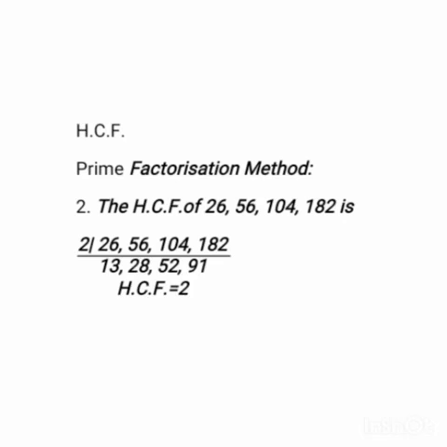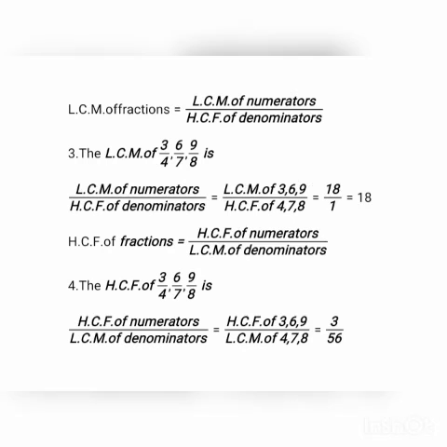Now we will find the HCF of the same numbers in prime factorization method. To find the HCF, we will take those factors which are common in all the terms and then multiply the factors only to find the HCF. Now we will introduce two formulas. The first formula is LCM of fractions equal to LCM of numerators by HCF of denominators.